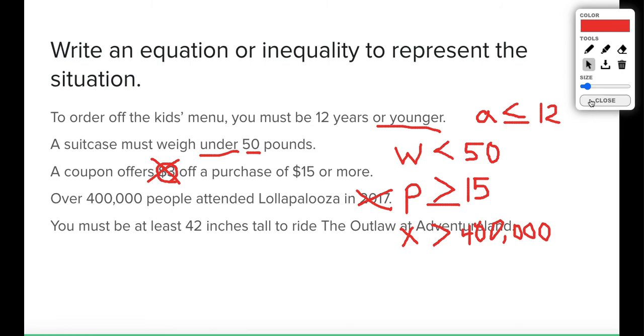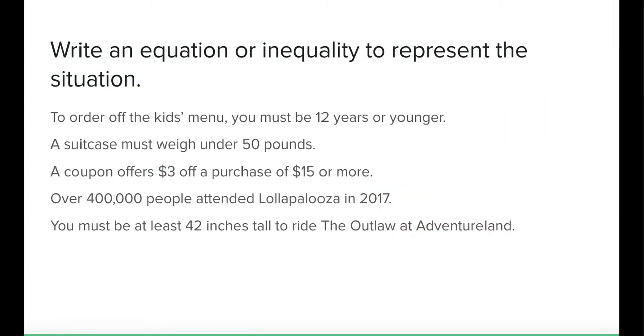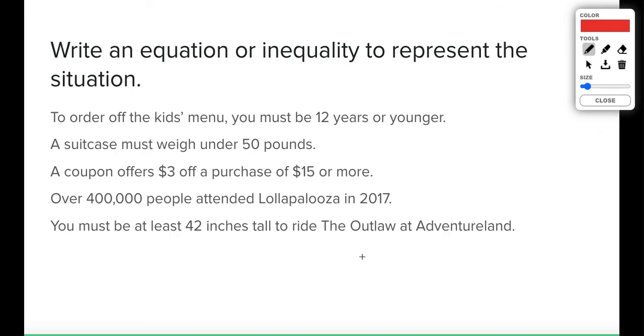And my last one, I'm going to clear this out here so you can read it. You must be at least 42 inches tall to ride the Outlaw at Adventureland. If I'm thinking about somebody's height in relation to the 42 inches, their height must be greater than 42, or since we see the phrase at least, that means they could be 42 inches. So height must be greater than or equal to 42 inches to ride.